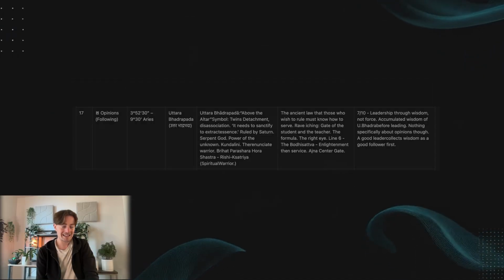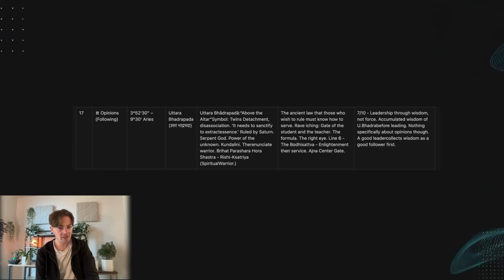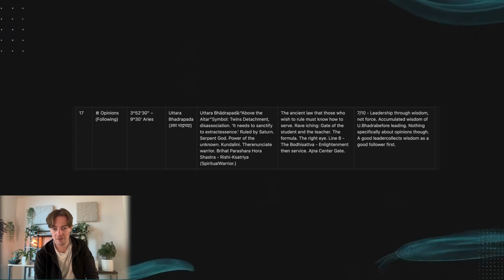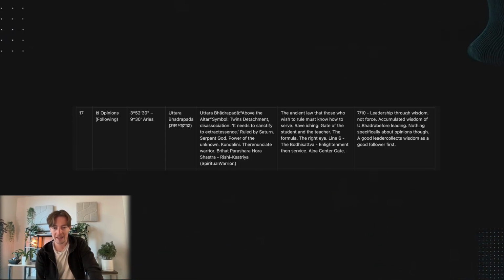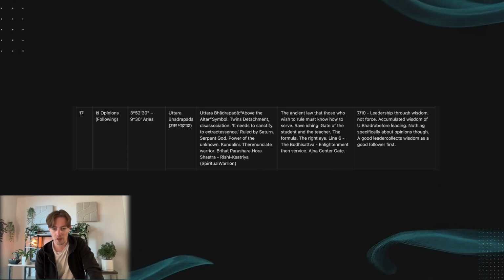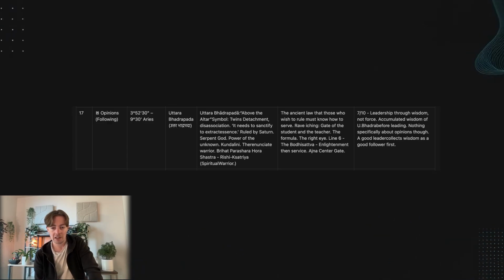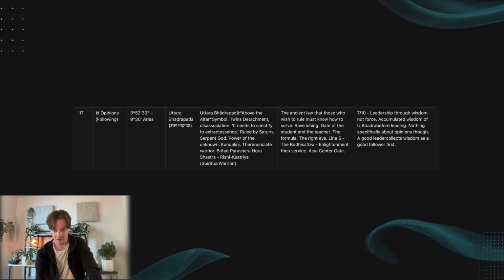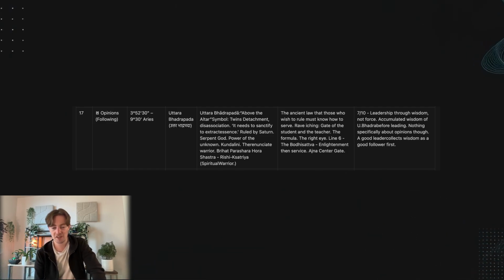The next gate is gate 17, the hexagram called opinions or following. This goes from 3 degrees 52 through to 9 degrees 30 of Aries. Again, it still sits within the Uttara Bhadrapada nakshatra, that finality, that serpentine, kundalini, renunciate, spiritual warrior type association. From the I Ching, we get the gate of the student and the teacher, the formula, the right eye. And in the 6th line, there is a description of the bodhisattva, the sense of enlightenment and then service. And it's an Ajna center gate associated with that third eye center. So the alignment is pretty good here.